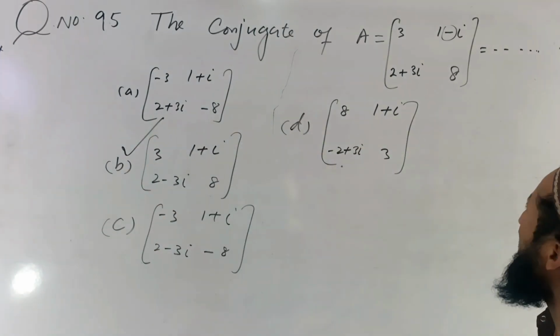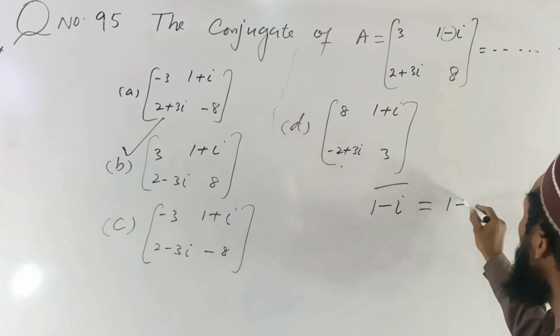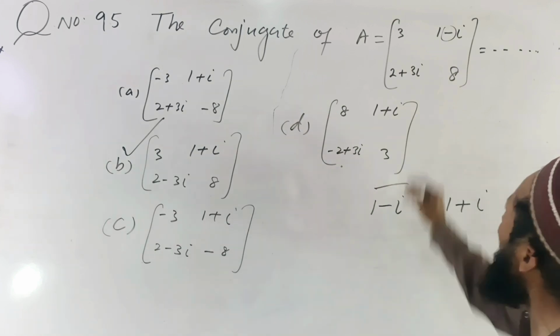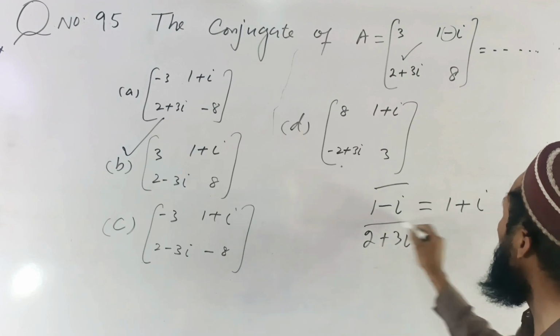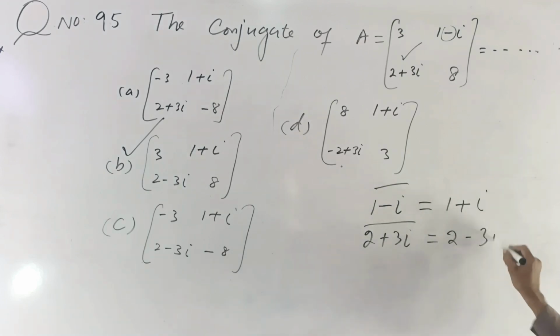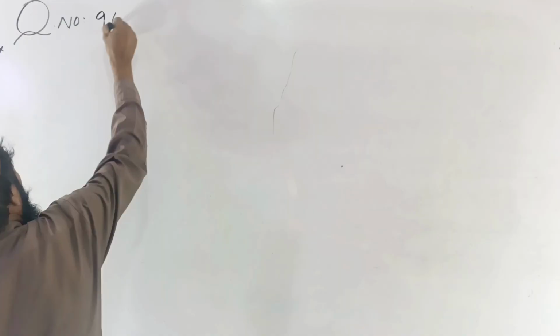B is the correct answer. If we take the conjugate of this one, the sign becomes 1 plus iota. Similarly, we change here 2 plus 3 iota, so the answer is 2 minus 3 iota. So the correct answer will be B.